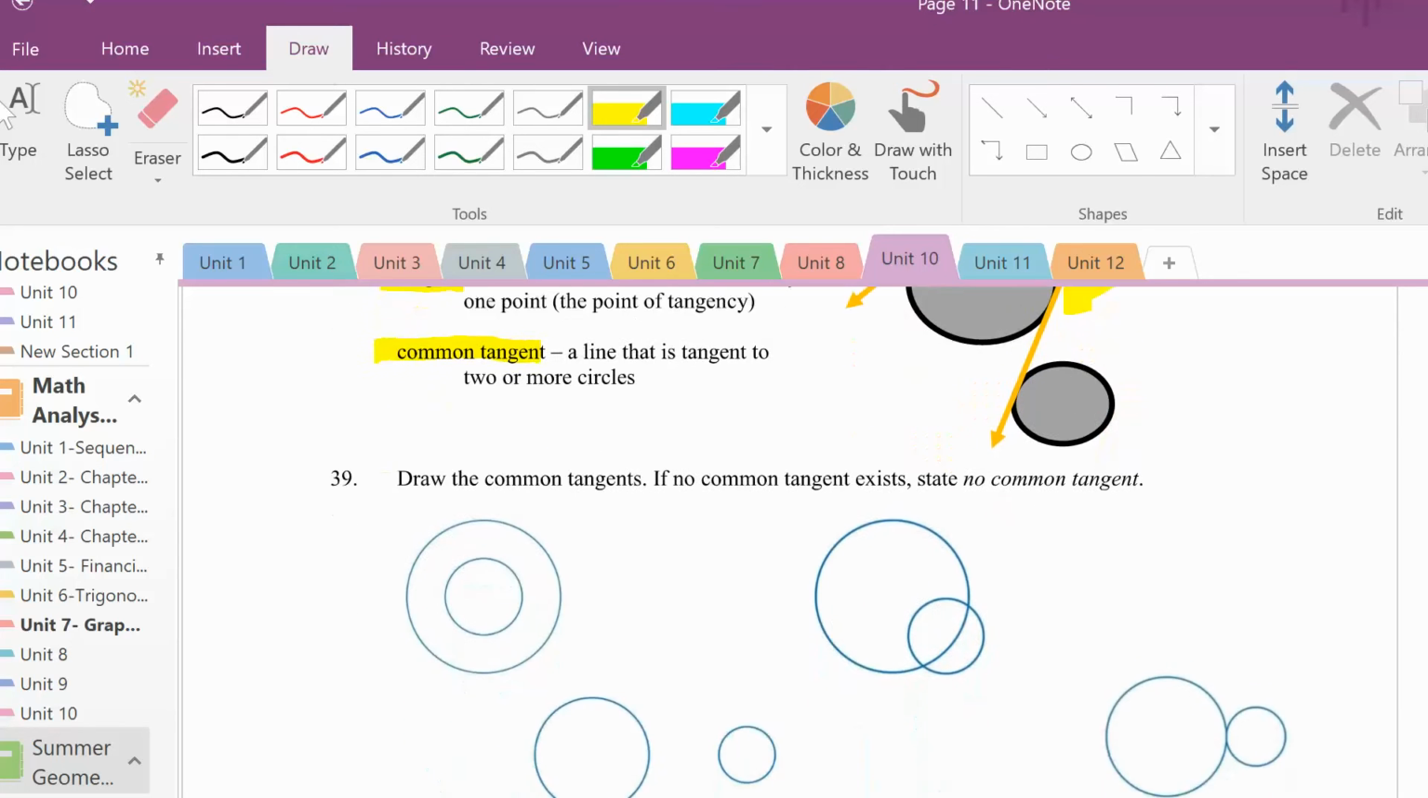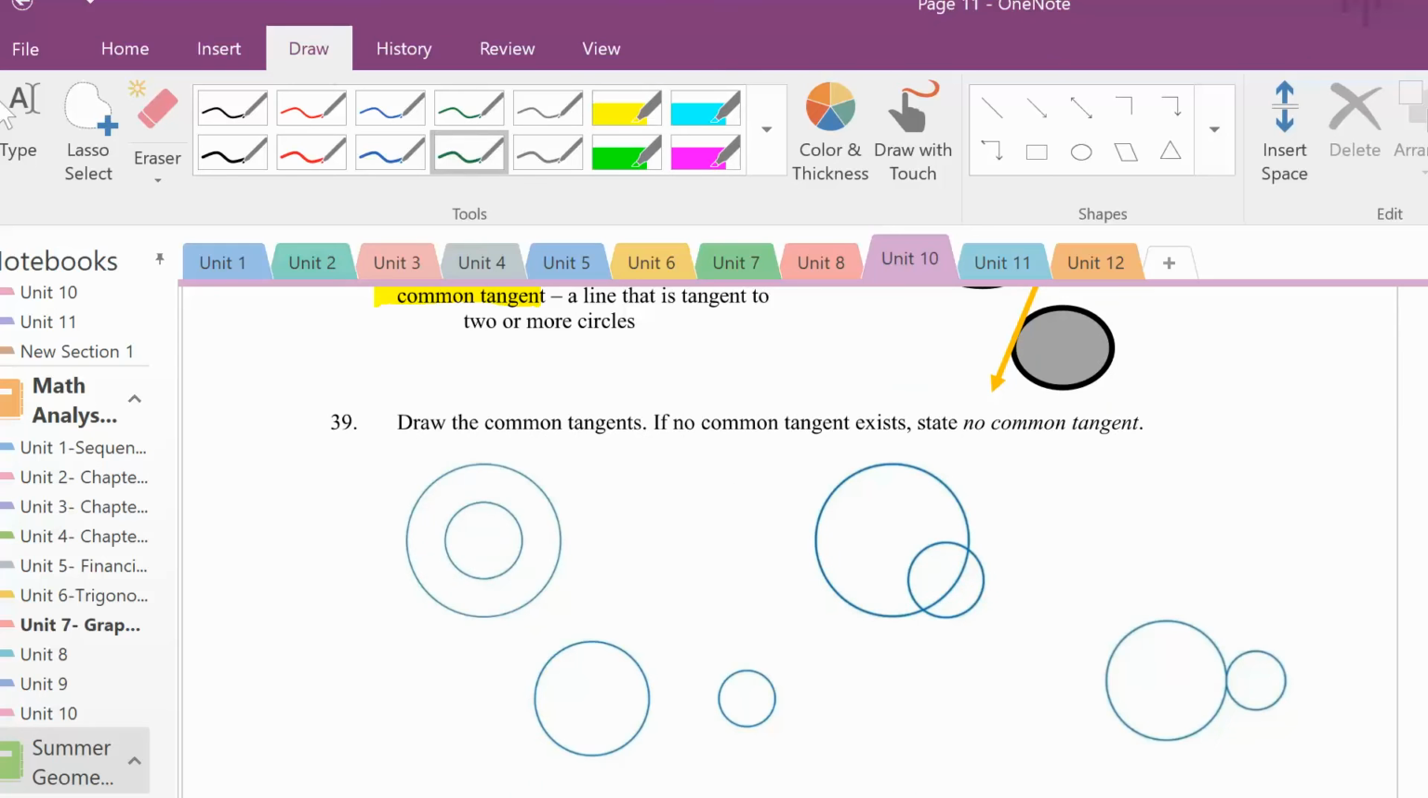So number 39 here asks, draw the common tangents. If no common tangents exist, state no common tangent. Well, for two circles that have the same center, there are no common tangents. It's impossible to draw a common tangent. However, for this one here, notice you could draw a common tangent.